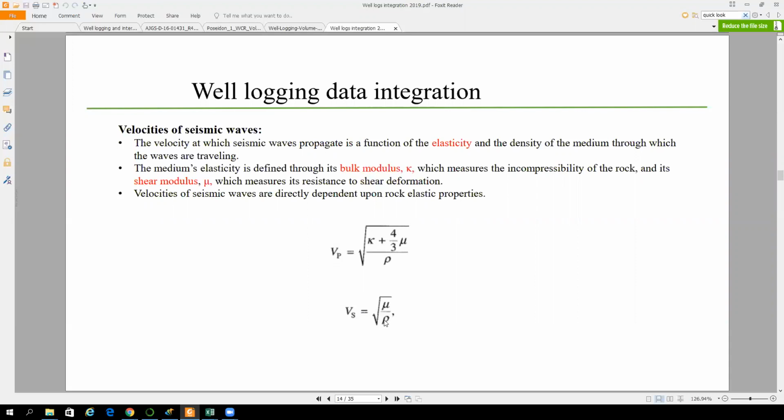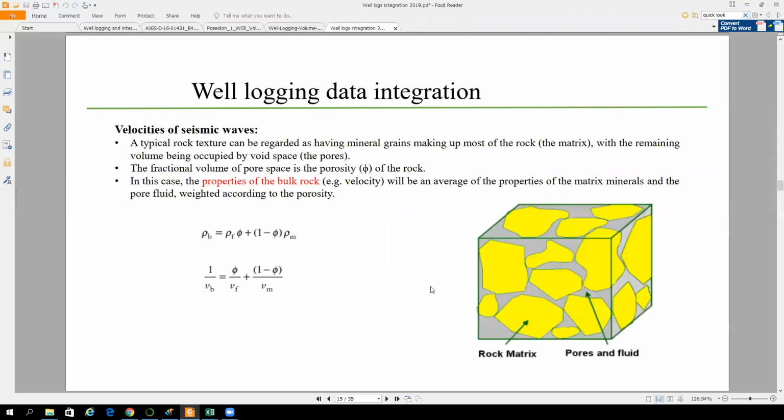So that's why the S wave does not propagate in fluid, because the fluid does not have resistance to the shear deformation. The resistance to the shear deformation is zero, and the Vs is zero. So the S wave does not propagate in fluids.